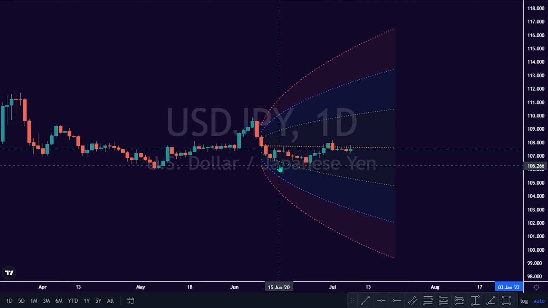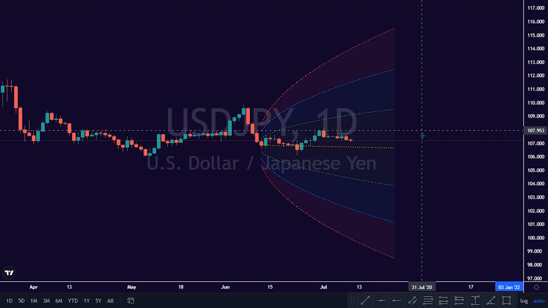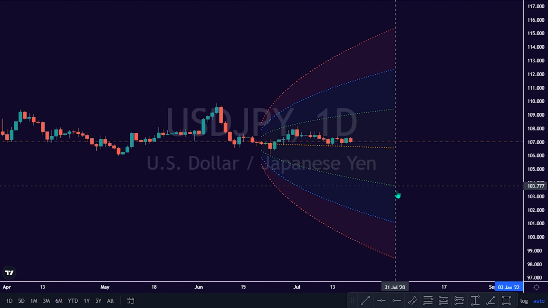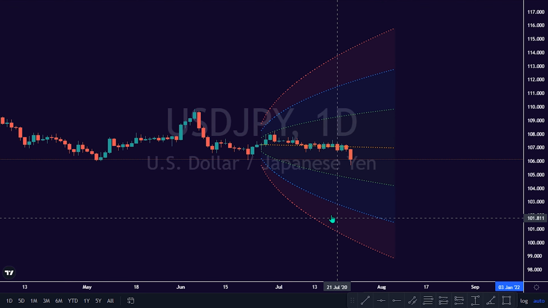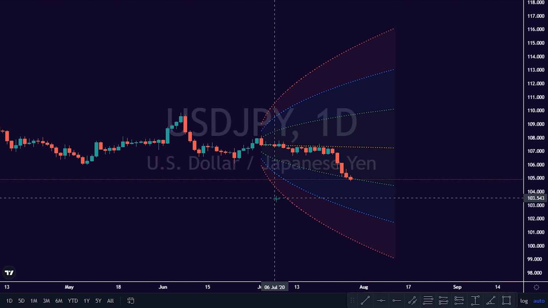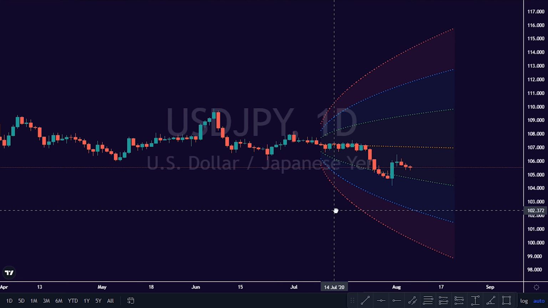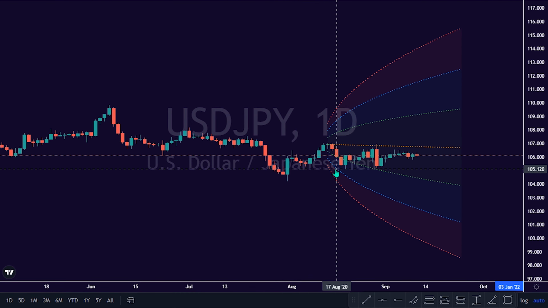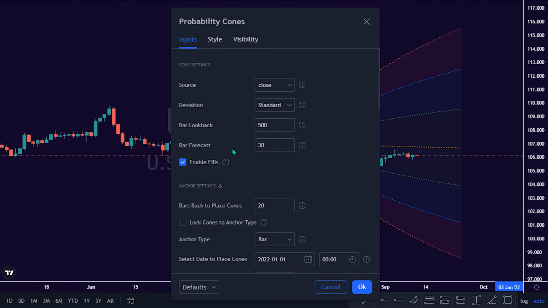It's recommended that the cones are placed at the beginning of calendar periods, like month, week, or day. Also, be mindful when using the cones on various time frames. The lookback setting, which selects the number of bars back to load from the cone's origin, will load the number of bars back based on the current time frame.